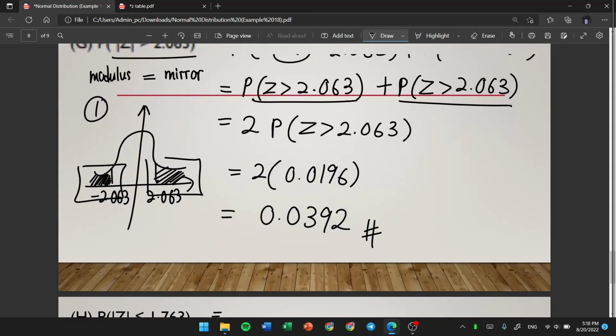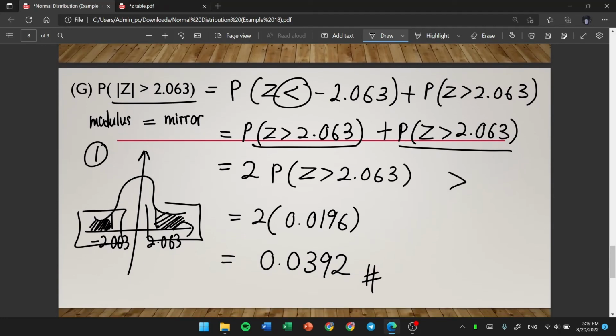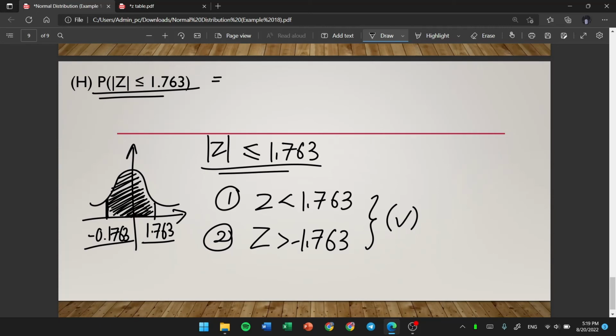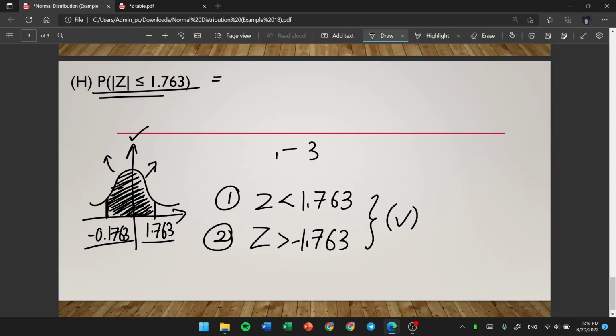Same like just now, this one. When it is greater than, we shade one greater than 2.063, and then another one we shade less than. The image is a mirror. See, this one is actually the same as this one. You see the middle, the Y axis, it's like a mirror. You will see actually the shaded region here is the same, equal, left and right. Okay, so how do we solve this one?